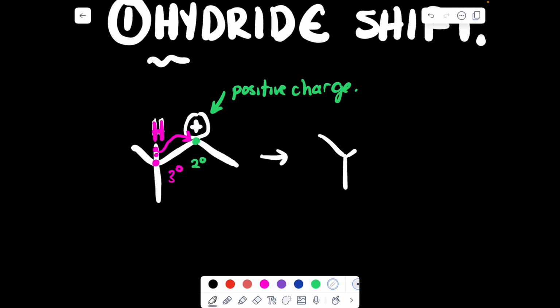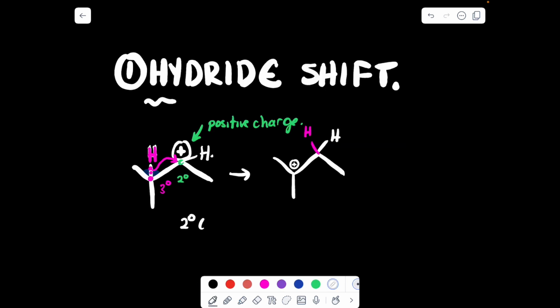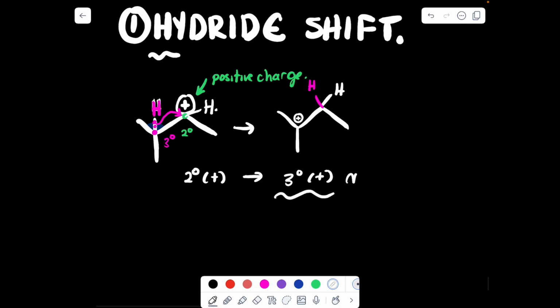So what happens, this carbon would have 1 hydrogen, the pink one jumps to the 2' carbocation, and then it leaves the one that was initially 3' in a deficit of electrons, because this carbon lost the electron that initially was contributing in the CH bond, because the hydrogen took both of the electrons when it jumped over to the 2' carbon. Then we get the change from a 2' carbocation to a 3' carbocation in this example. And 3' carbocations are much more stable than 2'.